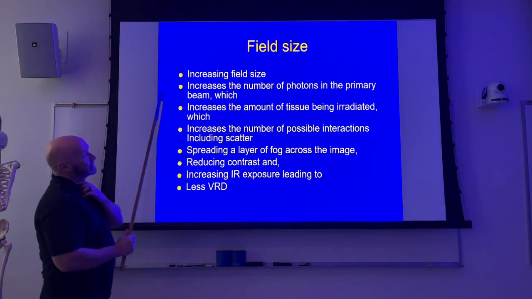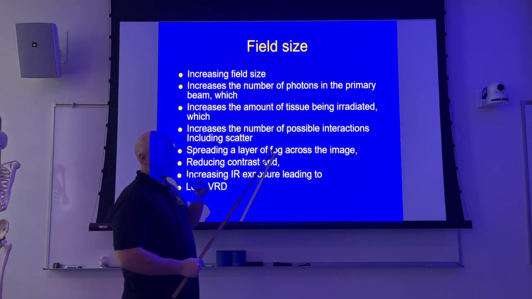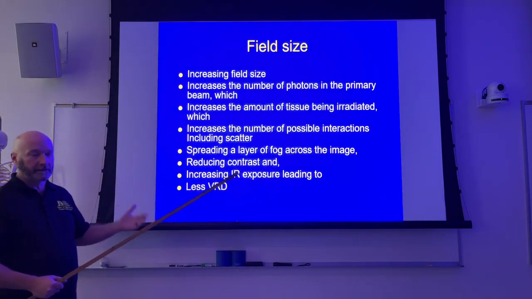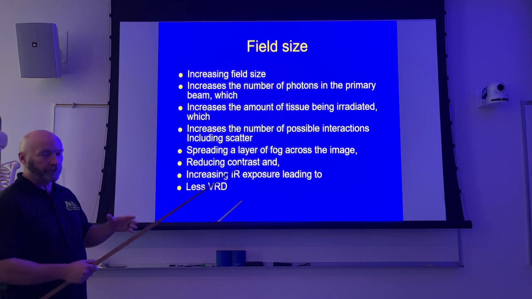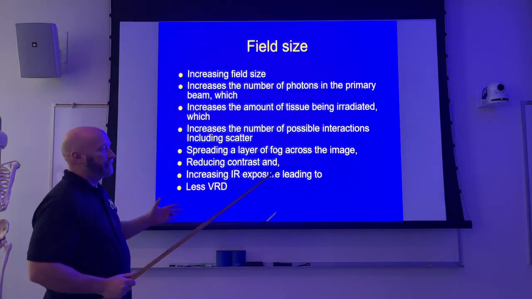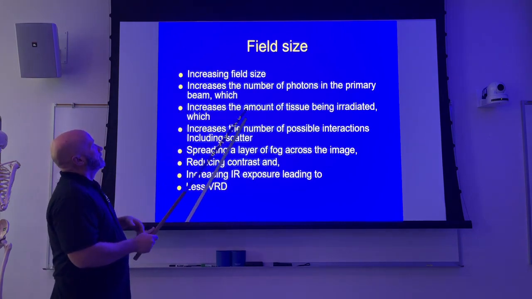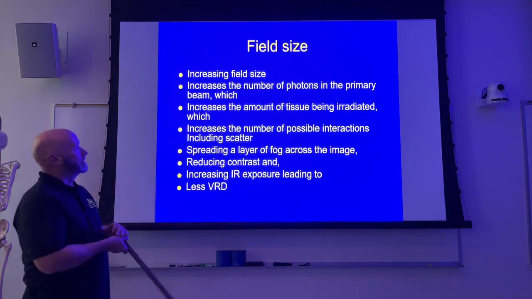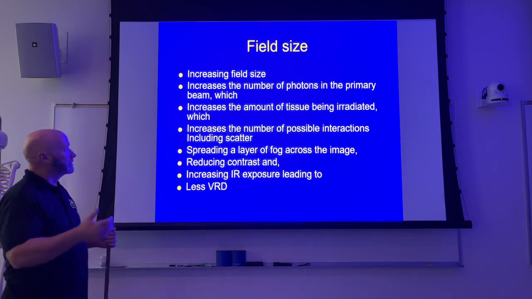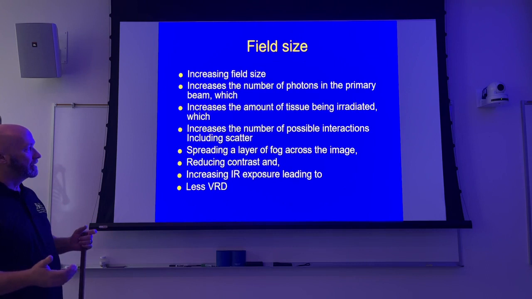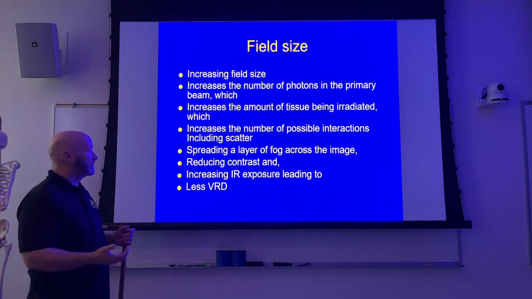So field size, we're going to talk about this in the exact opposite context of what we have so far. We've talked about an increase in collimation, which means a decrease in the field size. So going the opposite direction, with increasing field size, we increase the number of photons in the primary beam, which increases the amount of tissue being irradiated, which increases the number of possible interactions, including scatter.